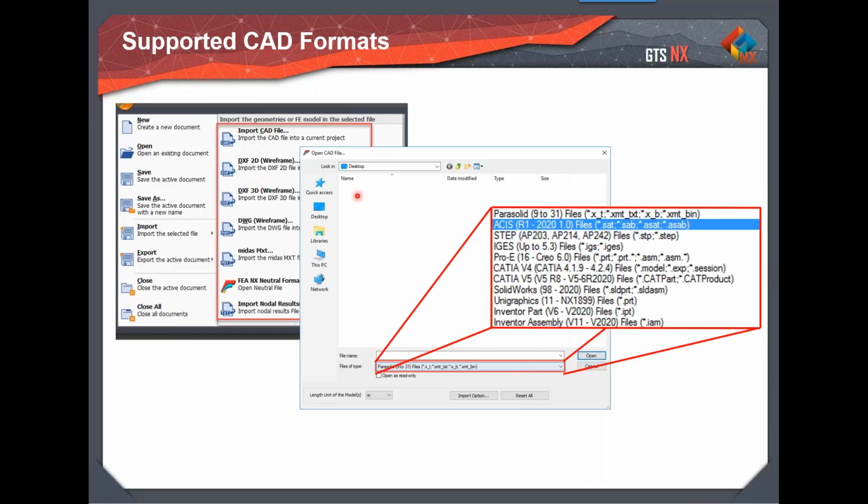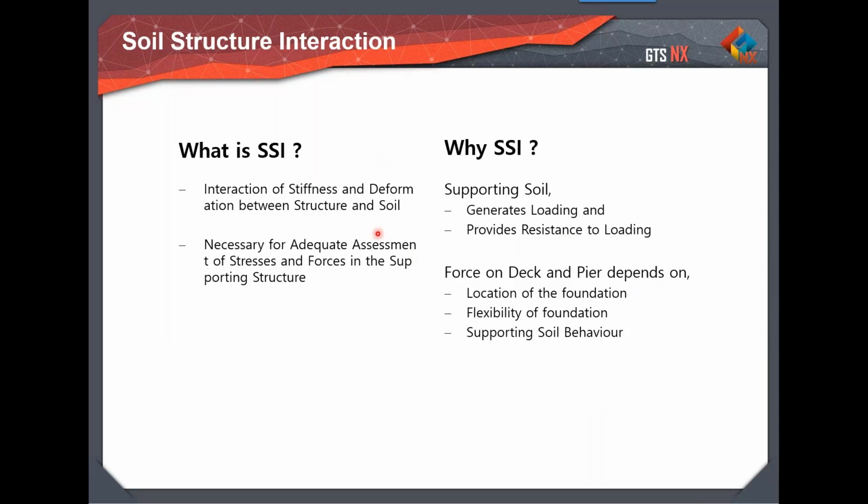And then you have the supported CAD formats. So let's talk about the SSI, which I mentioned earlier. That's regarding the spring data generation. SSI is nothing but the interaction of stiffness and deformation between the superstructure and the soil. So if the flexibility or the stiffness of your soil is different, the reactions, the bending moment or shear forces in the deck can also be different. That's the reason SSI is very important in high-rise buildings or heavy structures like bridges.